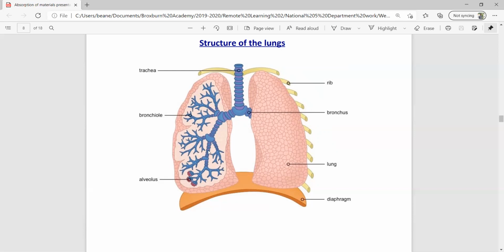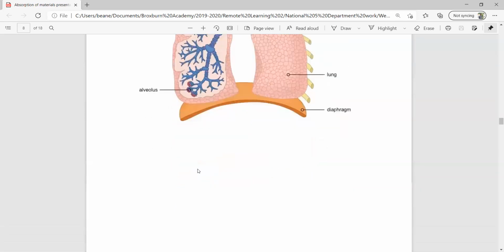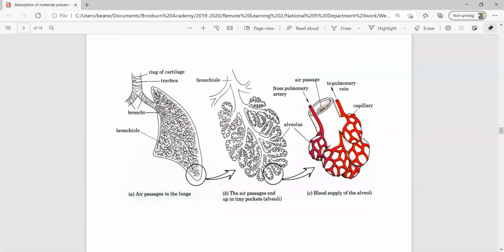So the key point where gas exchange is coming in is effectively between an inhalation and an exhalation. So it has to happen very fast. So let's have a closer look at the alveolus, which we can see here.